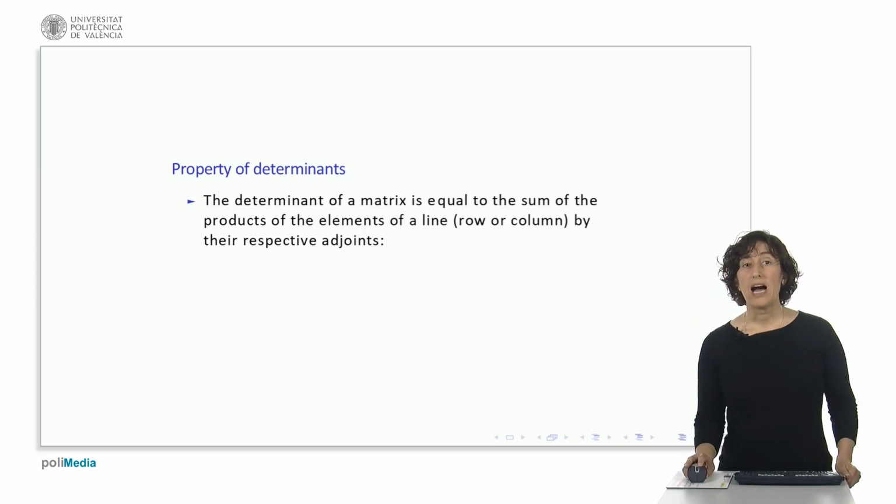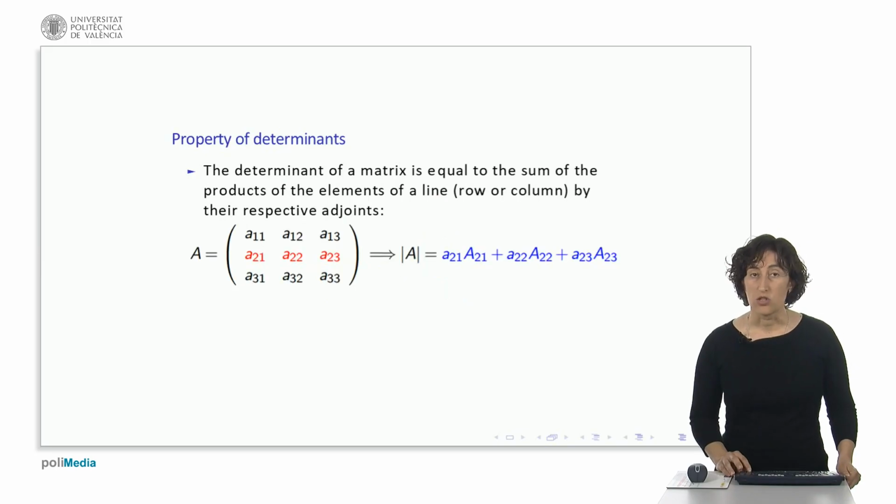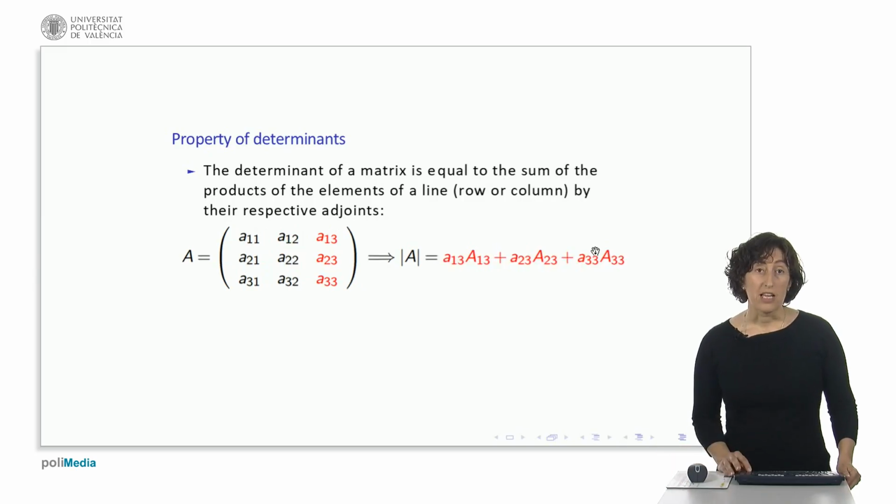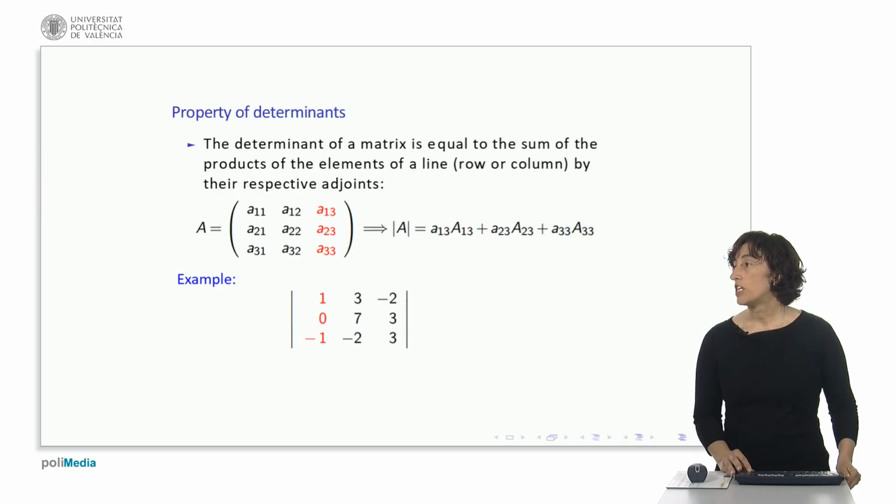This allows us to say that the determinant of a matrix is equal to the sum of the products of the elements of a row or column line times its respective adjoints. What does this mean? If I have this matrix and I want to calculate its determinant, it is enough to choose a row that I want and develop by adjoints. The determinant will be A 2, 1 times its adjoint, A 2, 2 times its adjoint, and A 2, 3 times its adjoint. Remember, if this matrix is 3 times 3, each of the adjoints is of size 2 times 2. We are reducing the calculation of a determinant 3 times 3 to the calculation of 3 determinants 2 times 2. We could also have chosen a column, and it would be exactly the same. It can be a row or column, whatever we want. For example, for this matrix, 1, 3, minus 2, 0, 7, 3, minus 1, minus 2, 3.